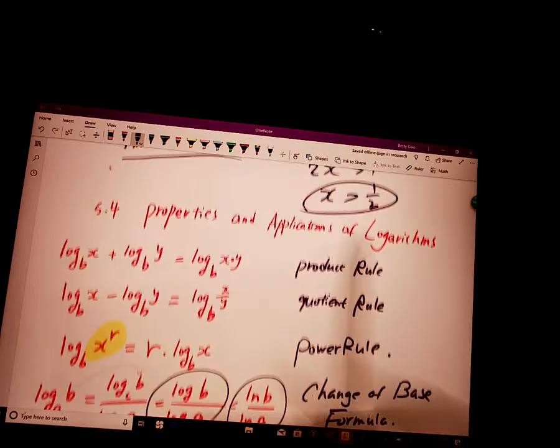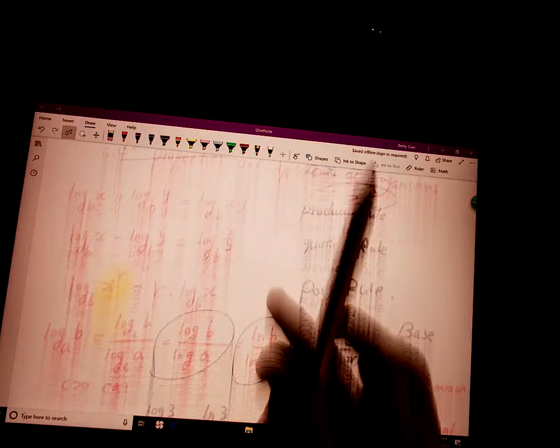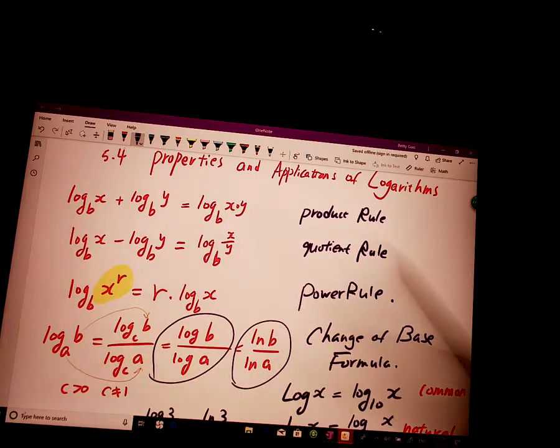Maybe you go back to get more familiar with the first 3 properties and the change of base formula. So all together, in this section we have 4 formulas. Let's see what kind of examples we have here for 5.4, expanding and condensing.